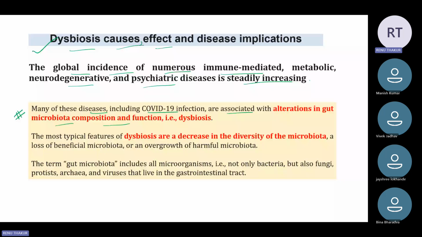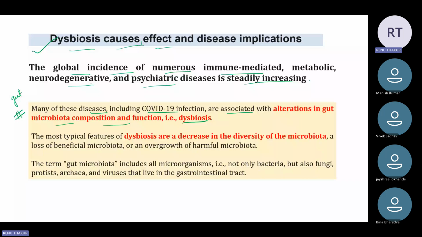So I have already mentioned one point in my previous classes, that if your gut is healthy, then you will be overall healthy, no disease may occur. This is the reason, because your gut is controlling your immune system, your gut is controlling your mental health and coordination, all those things will be controlled by the gut microbiota. So if gut microbiota is imbalanced, that is the dysbiosis, it may lead to different immune mediated diseases, metabolic, neurodegenerative diseases and psychiatric diseases.